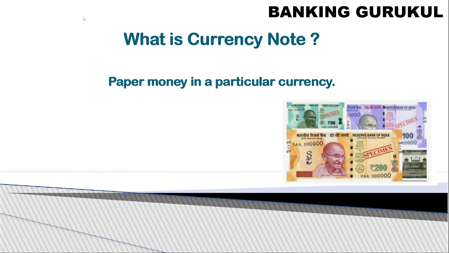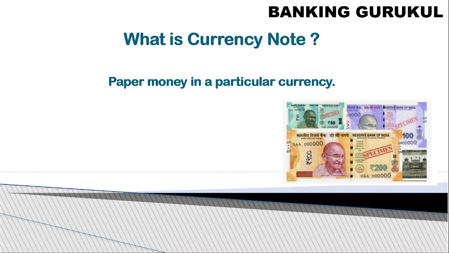So what is currency note? Currency note is your physical currency. We have two types of currency: digital currency and physical currency. Physical currency you can touch and feel and see in front of you, but e-currency, you can't see the currency, you can't touch the currency. Example, e-rupee, all these are digital currencies. Even money in your wallet also, you can't touch the currency.